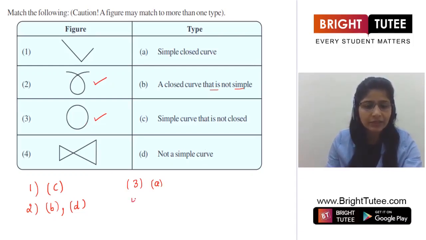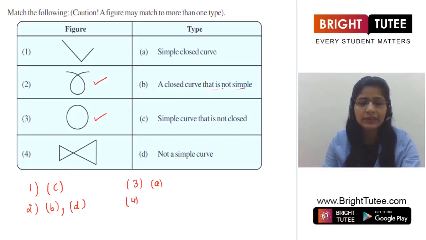The last one, the fourth one, where you can see the lines crossing, so definitely it is not going to come under simple closed curve. The next one is a closed curve that is not simple. So yes, B is its type.